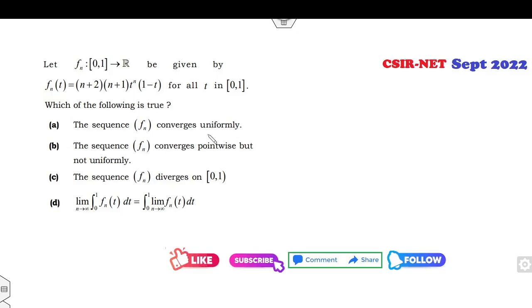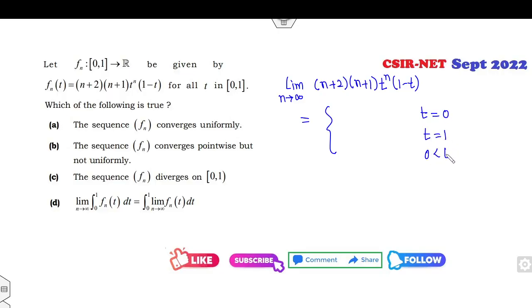Fn is defined to be this: pointwise convergent, uniform convergent, and so on. So firstly find the limit as n approaches infinity of (n plus 2)(n plus 1) t raised to power n of (1 minus t). Fine. How can you find that? Now clearly, what is the domain? The domain is 0, 1. So that means t is 0, t is 1, or t lies between 0 and 1. If t is equal to 0, the answer is 0. If t is equal to 1, what will happen? What is the limit? If t is equal to 1, 1 minus 1 is 0.